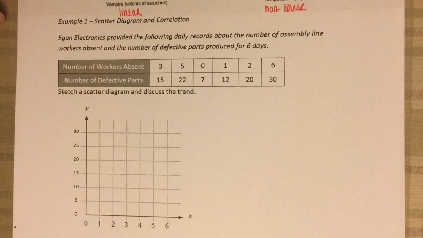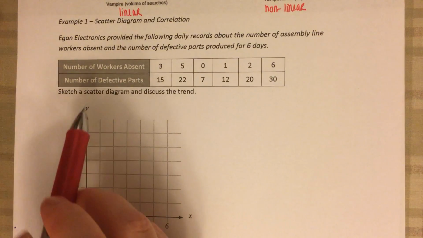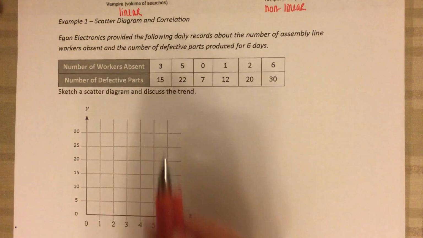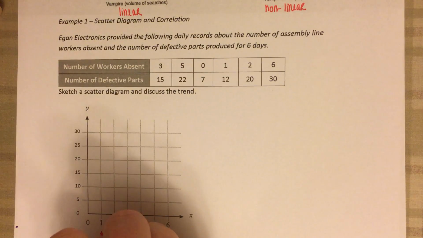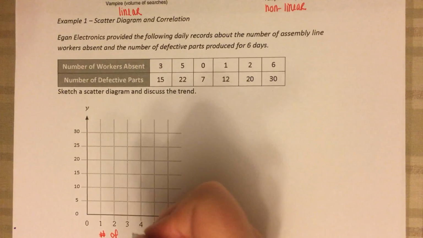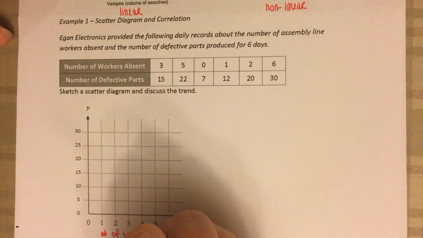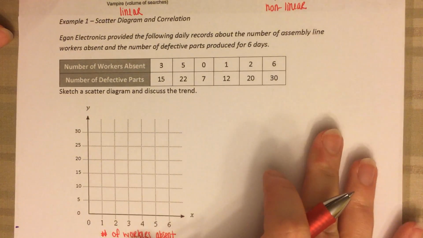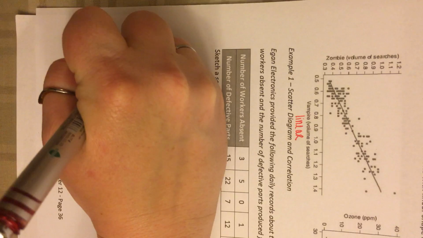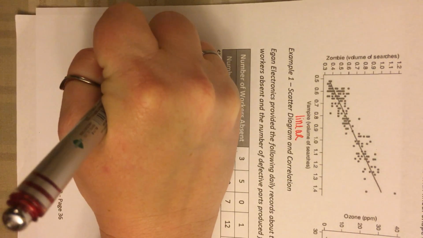Egan Electric's provided the following daily records about the number of assembly line workers absent and the number of defective parts produced for 6 days. Sketch a scatter diagram and discuss the trend. Okay, so looking at this, the way this table is set up, we are going to assume that our X value is the number of workers absent. And then our Y is going to be the number of defective parts.